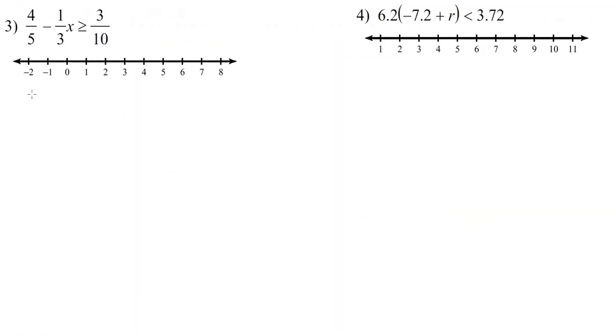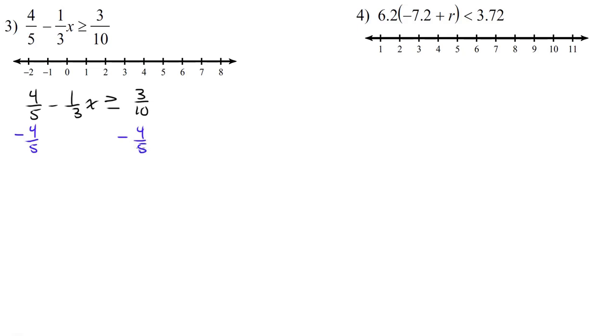Number 3, we have 4/5 minus 1/3 x is greater than or equal to 3/10. So first we need to get rid of this 4/5. Pay attention. Sometimes students get confused here about what to do because they see this minus sign and they think they need to undo subtraction. But this negative 1/3 is right next to x. That's multiplication. So we need to get rid of this 4/5, and it's a positive 4/5 because there's no sign in front of it. So in order to get rid of that, we're going to subtract 4/5 from both sides.